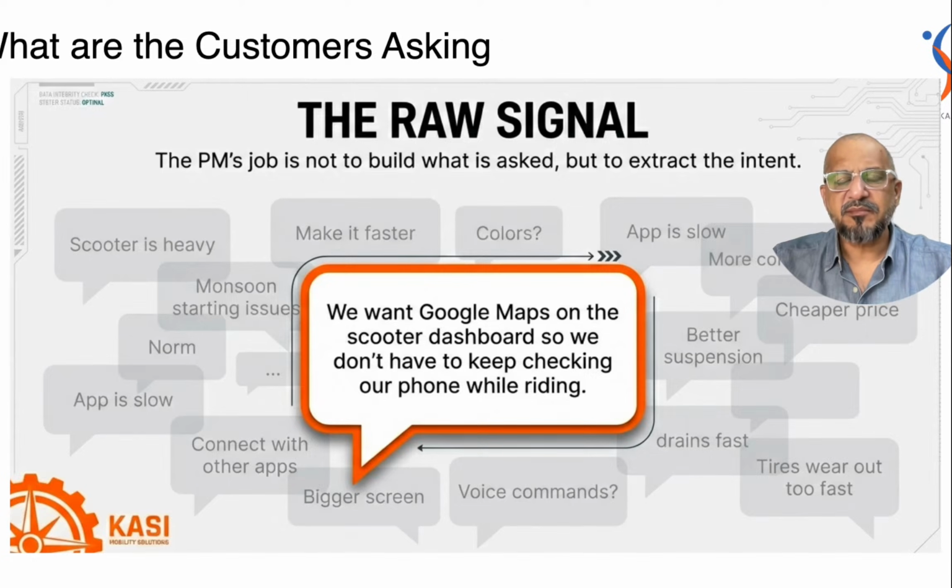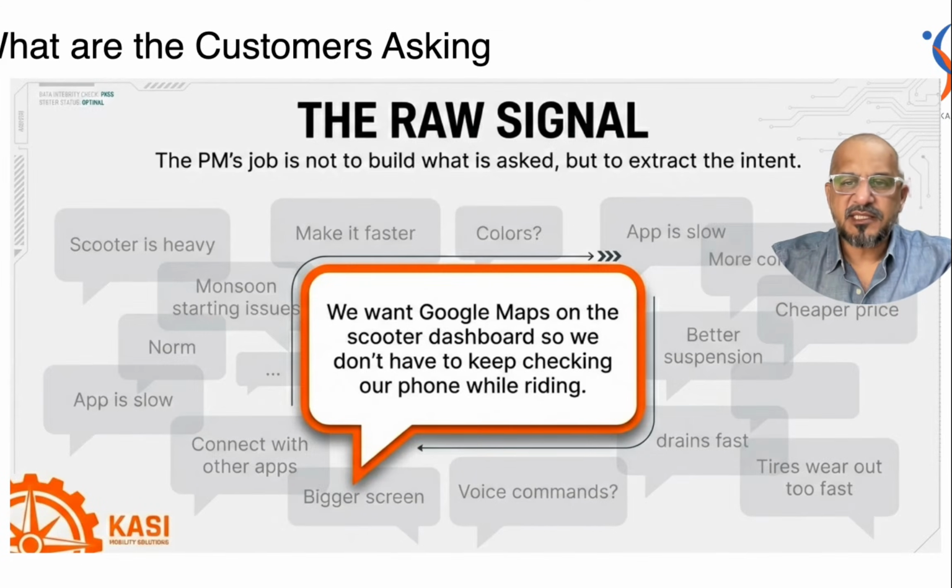So as a PM, you are hit with the raw signal, which is a chaotic cloud, as you can see on the screen. And this cloud is all the feedback that we are getting. Look at the noise. The noise could be one of incidents. Somebody says the scooter is heavy. Some people say it does not start in the monsoon season. A third group of people are saying it's too expensive. But the loudest signal looks like Google Maps. So let me go deeper into it, right? That's how you start converging on a few things. You can't do everything that is there on this cloud, right?